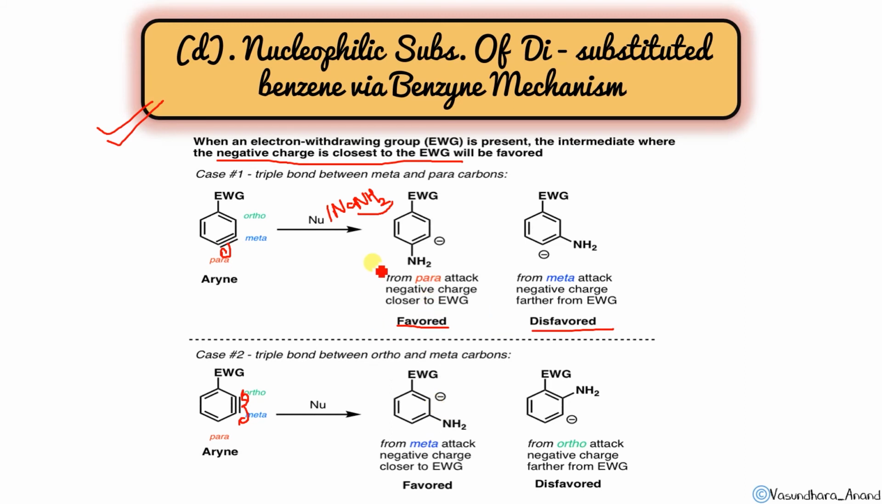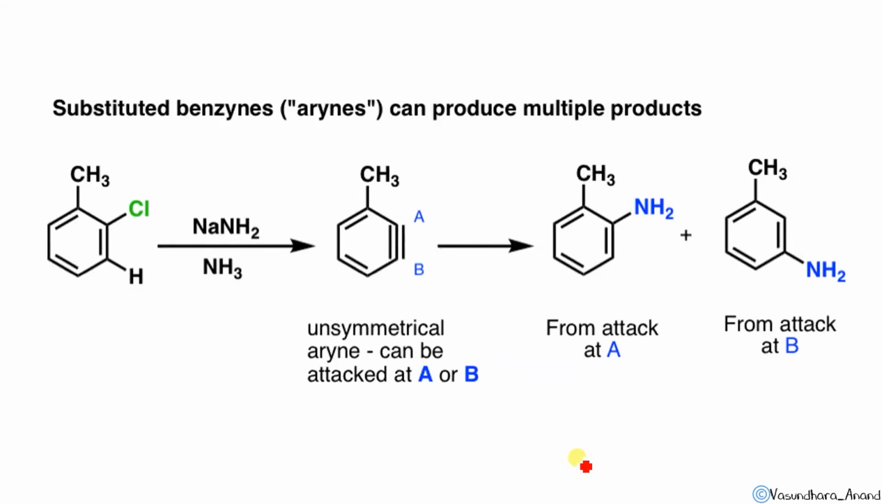In this case, if we are comparing meta and para, then meta will be favored. If we are comparing ortho and meta, then ortho will be favored. There is an example that is substituted benzyne. That means the benzene ring is already substituted. Then what happens? It can produce multiple products. For this type of reaction mechanism, you must consider that it must have hydrogen at the ortho position. If it is not there, this reaction won't be possible.